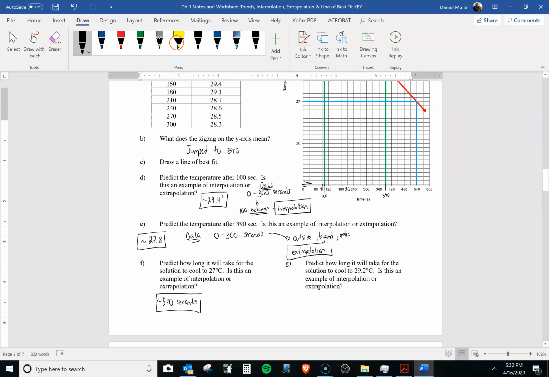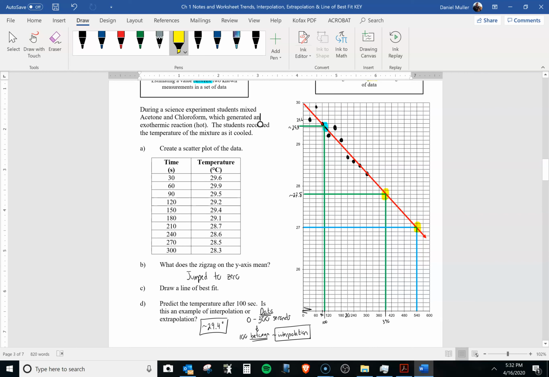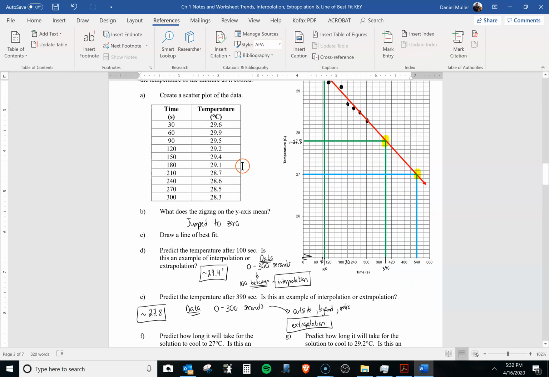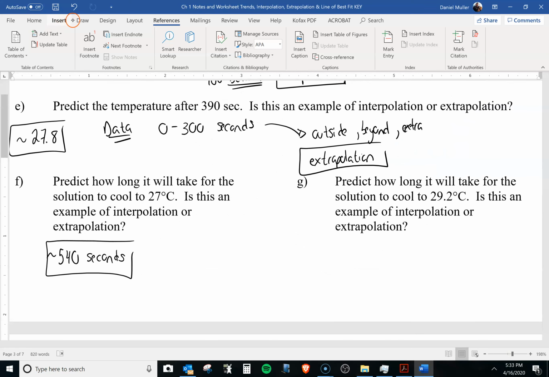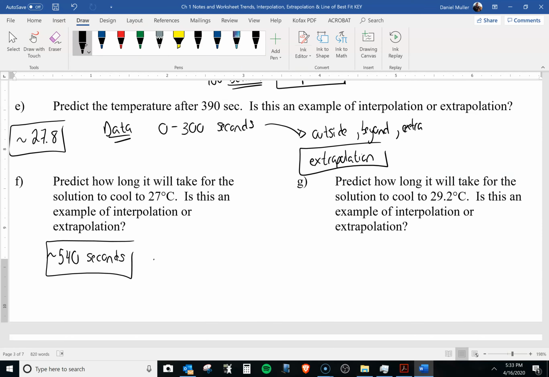Zoom out. Is this point here interpolation or extrapolation? Is it in between the data or is it extra? And you can see my data is here. It's now beyond that clump of data, so I would say it's extra. So we need to write extrapolation. Extrapolation, yeah.